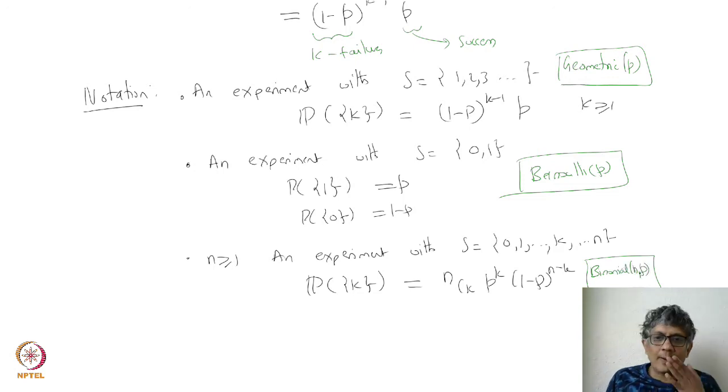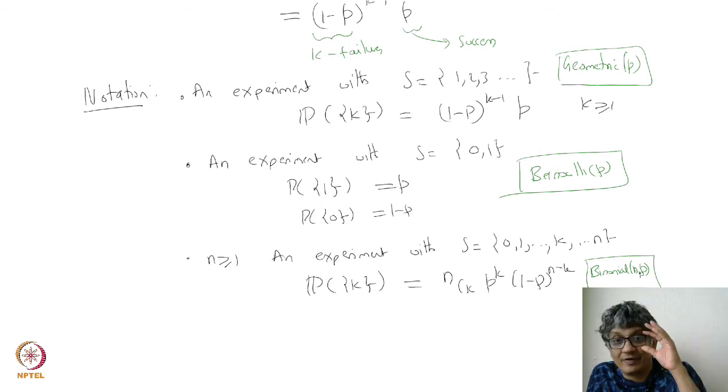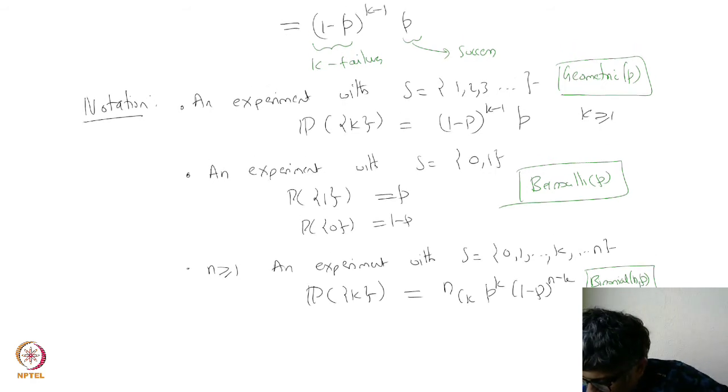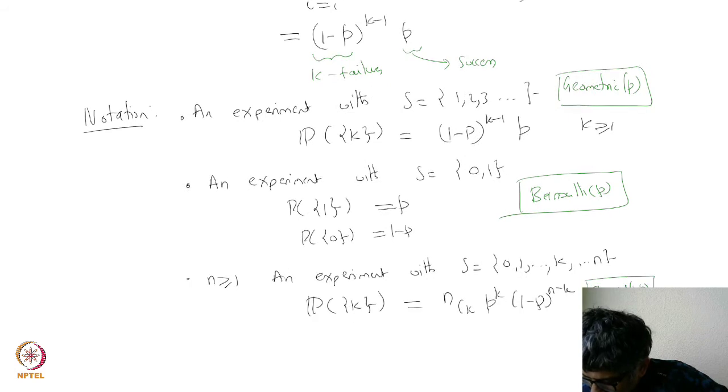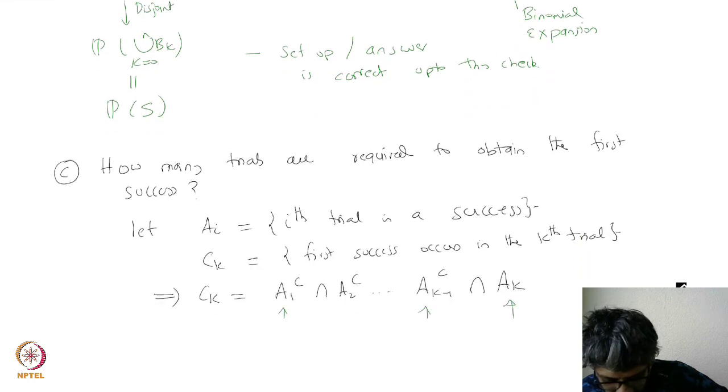So we will go up and down with these names. If I say binomial n, p, that means I can think of it as an experiment with sample space 0, 1 up to n with these probabilities. Or I could think of it as performing n independent Bernoulli trials and counting the number of successes. And I could use any notation I want to use. So that's one advantage of this framework. Right, so that's the broad message in this whole thing.